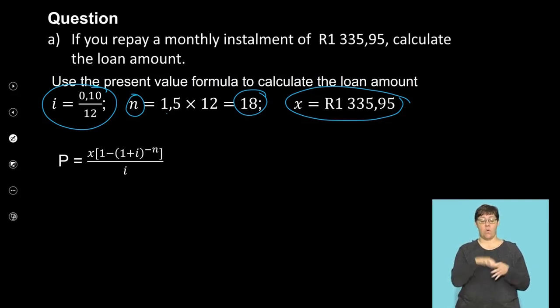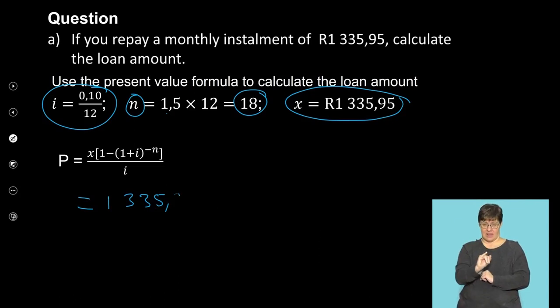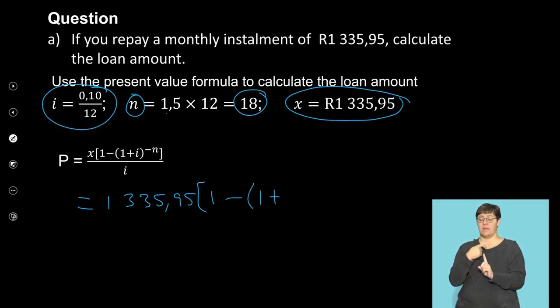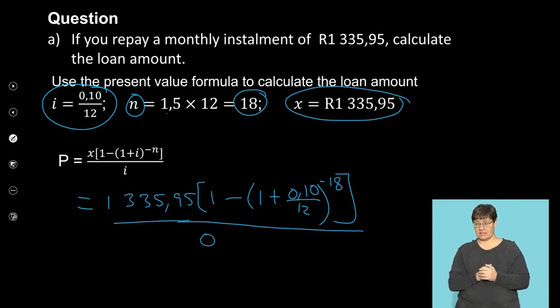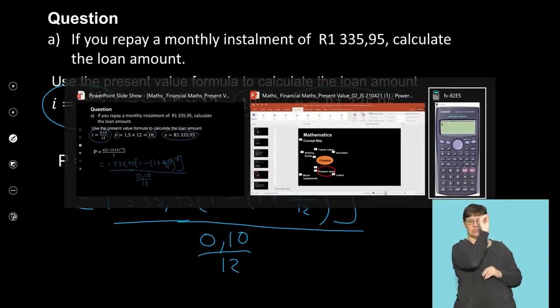So my formula, as I've always told you, we start with the formula. And then I will say this is 1,335 rands and 95 cents into 1 minus, let me just remove that bracket because then it's going to confuse us. 1 minus, open a bracket, 1 plus 0.10 over 12, all raised to the exponent of minus 18, divided by 0.10 over 12. And then you just go straight to your calculator to do this.